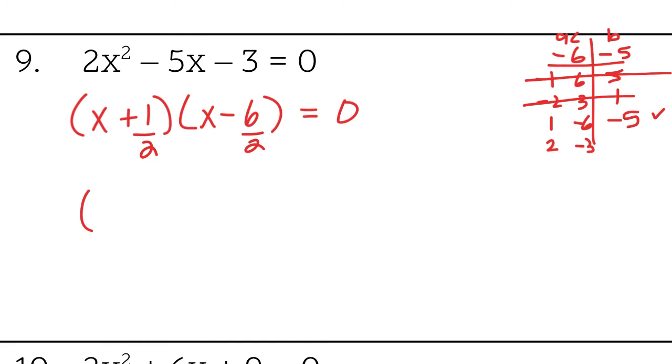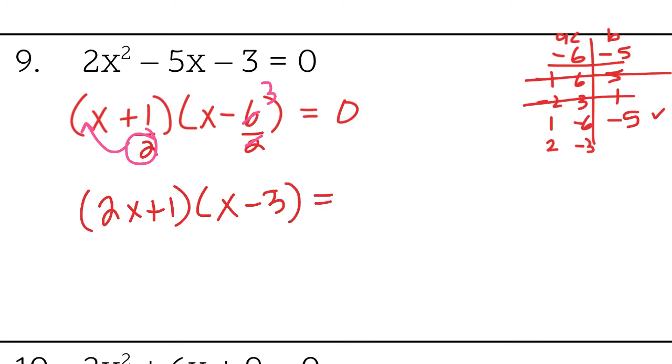So what we're going to do is we're going to get the bottom and put it up. So that gives me 2x plus 1. On the next one, 6 over 2, that can be simplified to just 3. So when I rewrite that factor, that's x minus 3 equals 0.